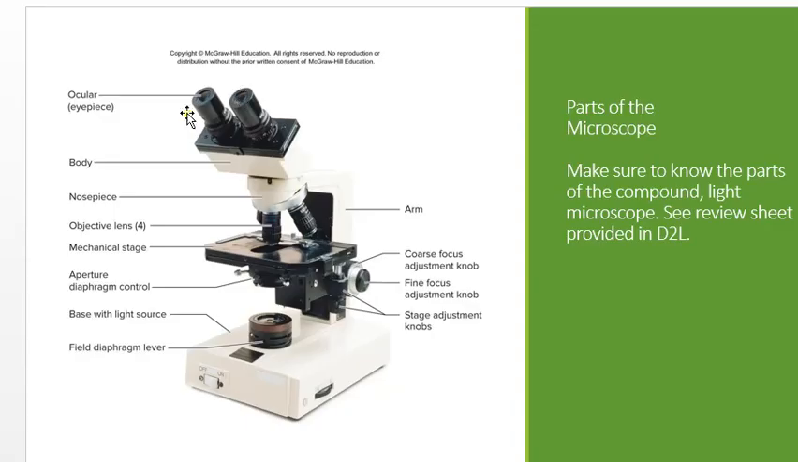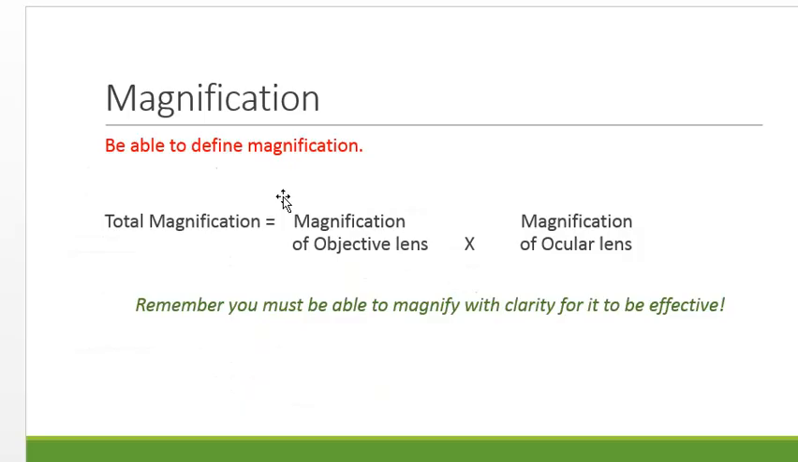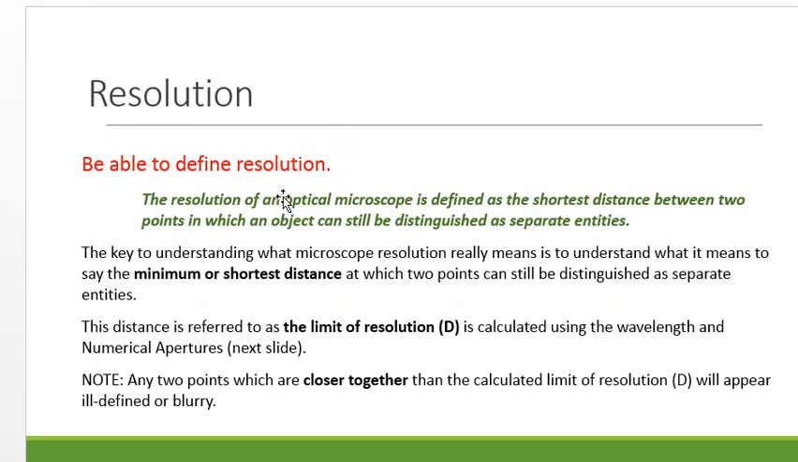Also understand all the terminology here and know those parts by looking at either this slide or go to the document that is downloaded in D2L, and also look at the review terms in the D2L. There's a sheet there for you. Make sure you understand magnification of the microscope and how it works in that compound magnification system, and the fact that we have to take the objective lens times the ocular lens to get the total magnification.